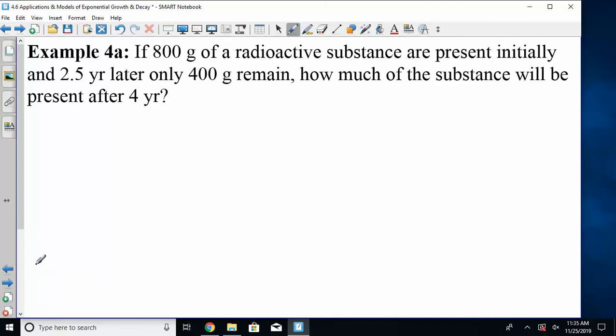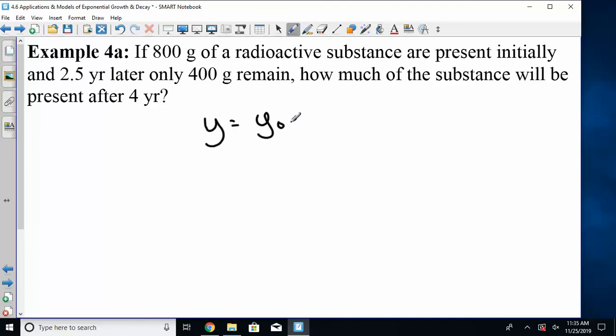Another one. Have you guys ever talked about half-lives of substances or anything like that? This is an exponential equation, so it can be solved similarly. So if 800 grams of a radioactive substance are present initially, and 2.5 years later, only 400 grams remain, how much of the substance will be present after 4 years?